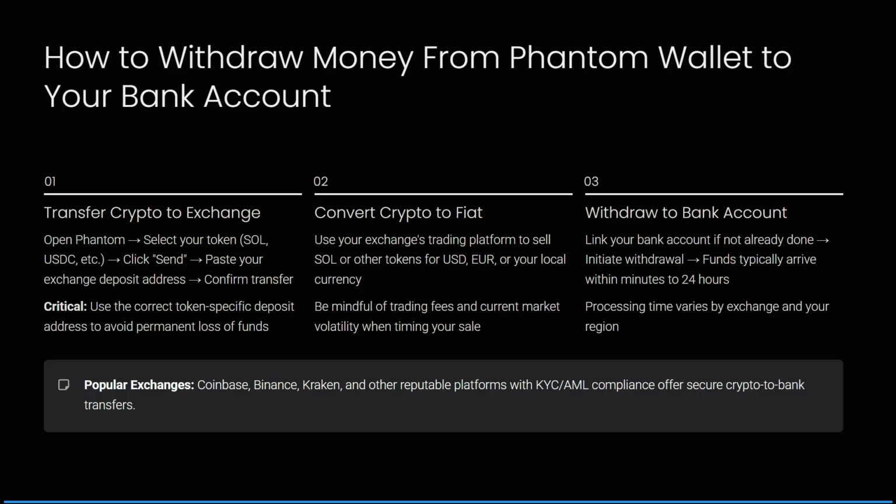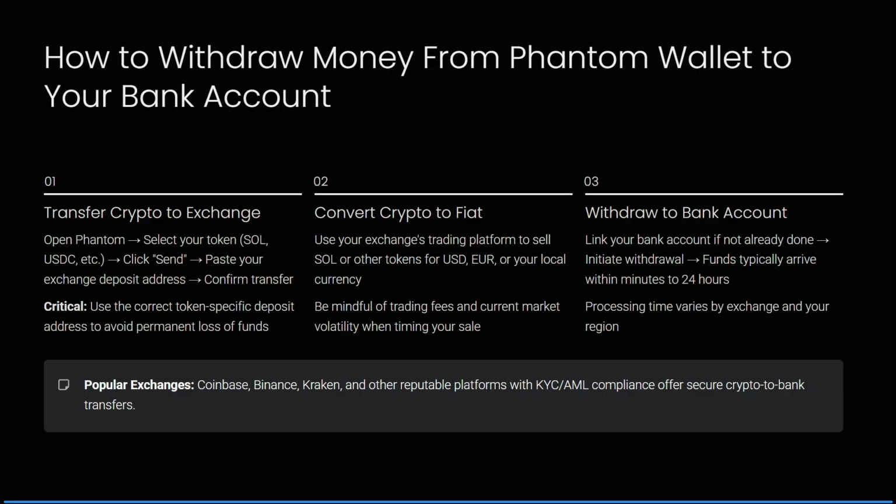You then need to link your bank account if you're not already done so, initiate the withdrawal, and funds will typically arrive within minutes to the latest or longest 24 hours. Processing time does vary by exchange as well as your region.